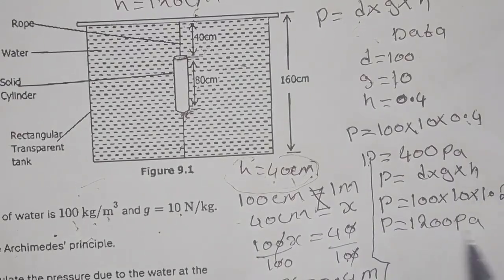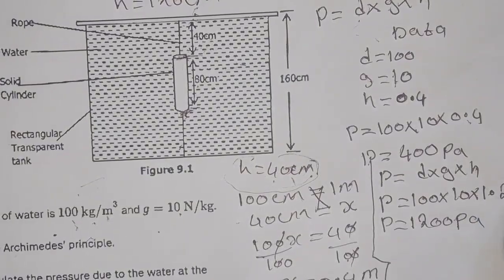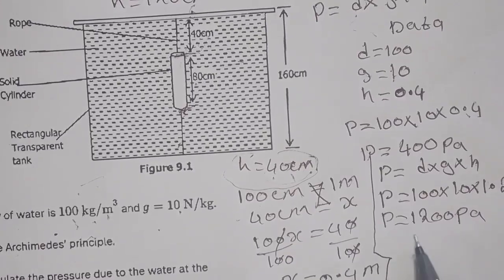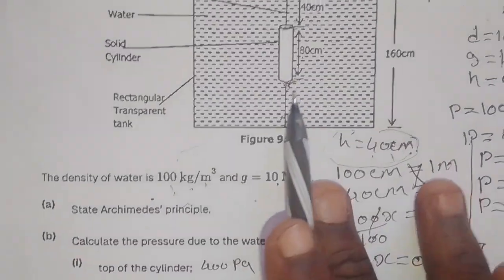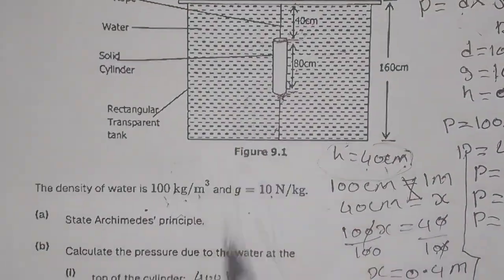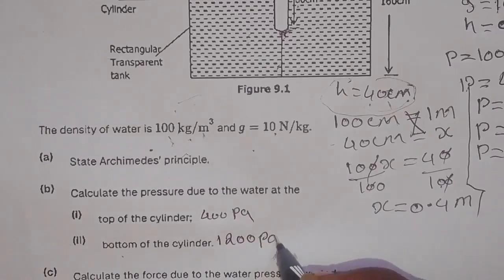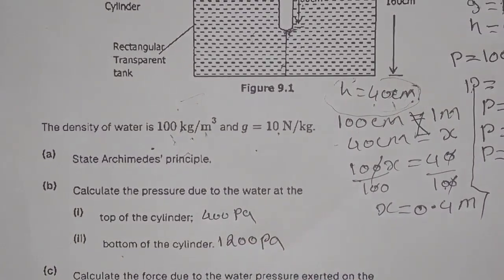1200 pascals. Don't forget the units. Okay, so here 10 multiplied by 1.2 will give you 12, and 12 multiplied by 100 will give you 1200, which is here. Okay, so 1200 is the pressure on the bottom of the cylinder, which is here. So here we have 1200 pascals.